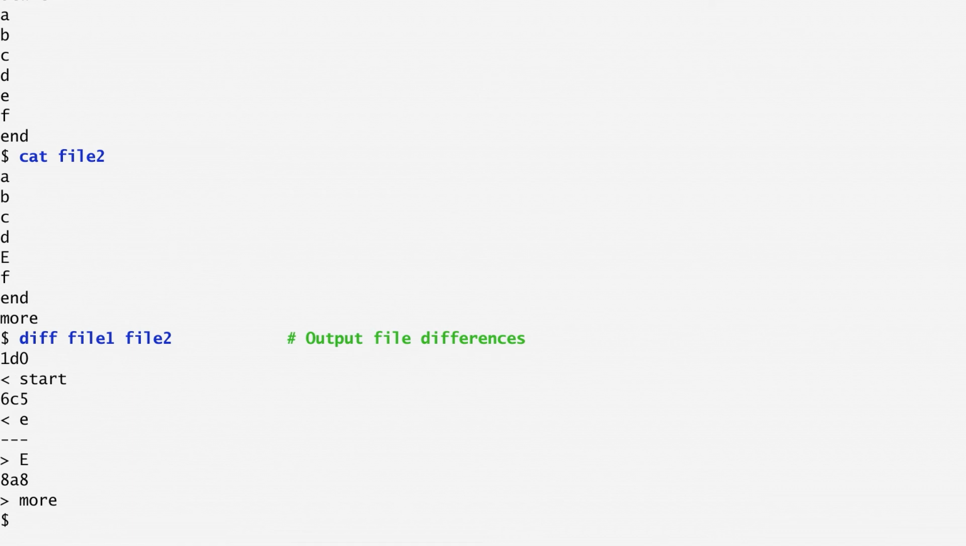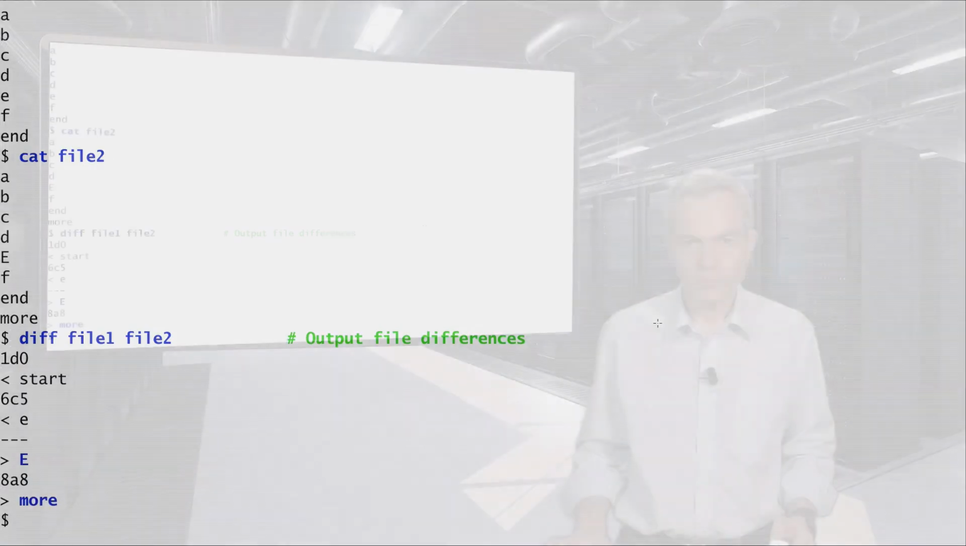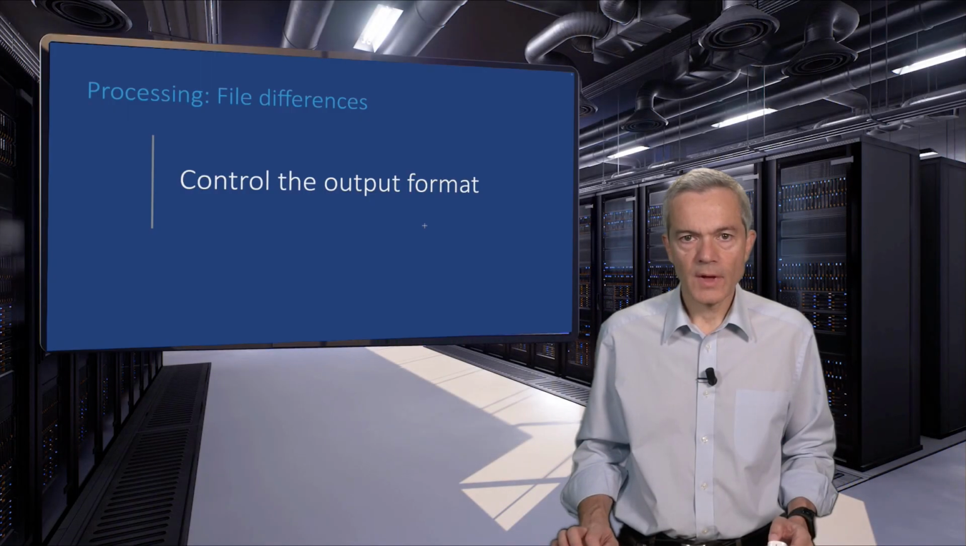Then, on the sixth line of the old file, the lowercase e goes out and the uppercase E comes in. This corresponds to line 5 of the new file. Finally, the MORE line is appended on the file's 8th line. The diff command provides many options for adjusting the format of its output.